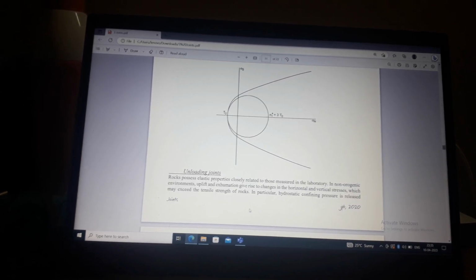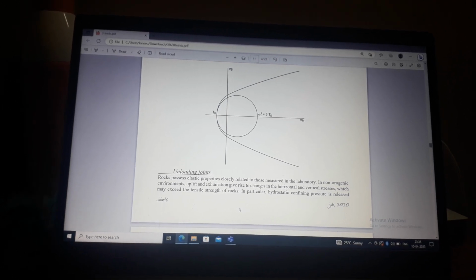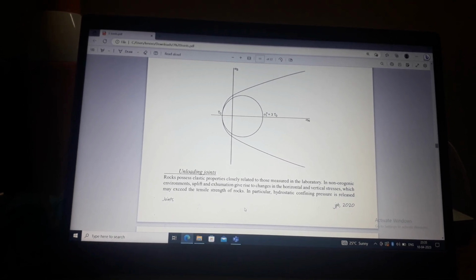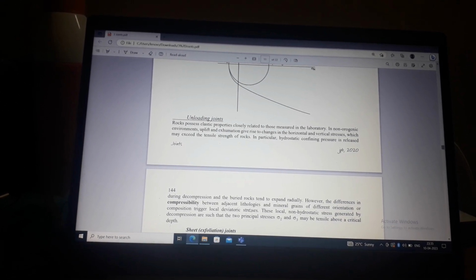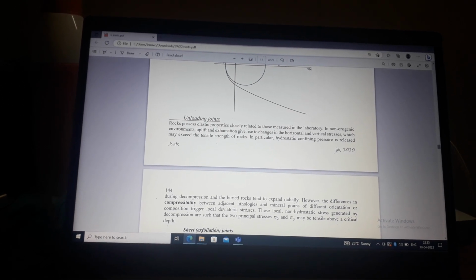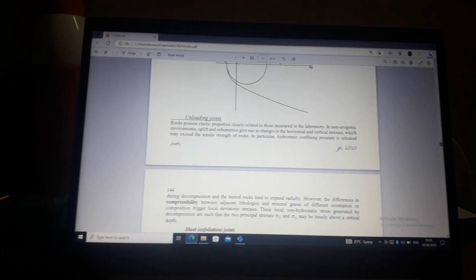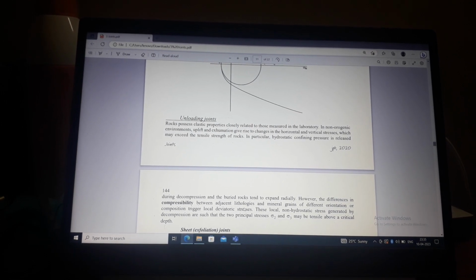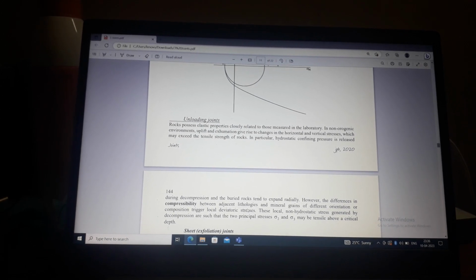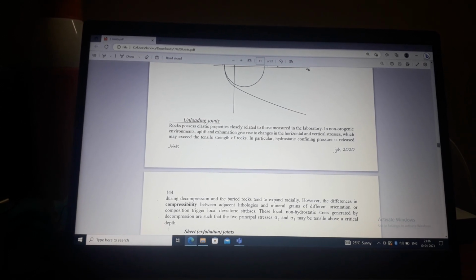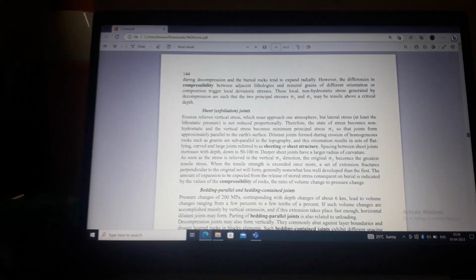In non-orogenic environments, uplift and exhumation give rise to changes in the horizontal and vertical stresses, which may exceed the tensile strength of the rock. In particular, hydrostatic confining pressure is released during the decompression, and buried rocks tend to expand gradually. However, difference in compressibility between different lithology and mineral grains or different orientation or composition trigger local deviatoric stresses.